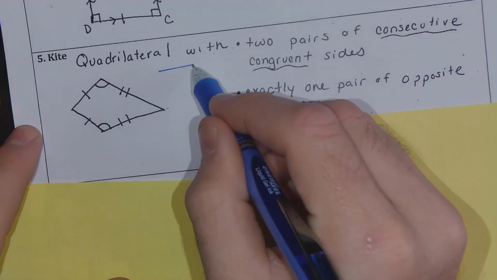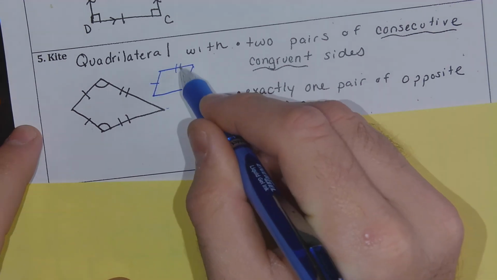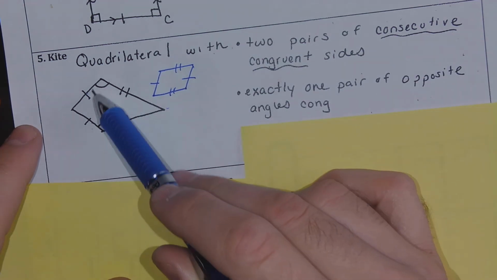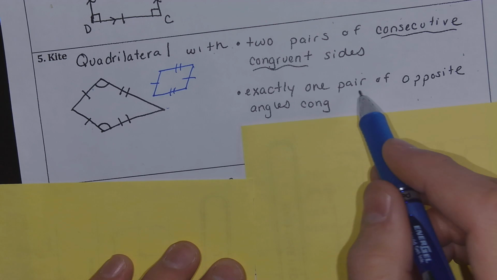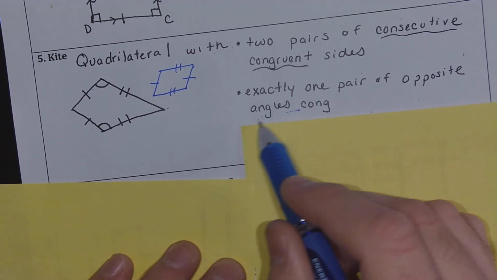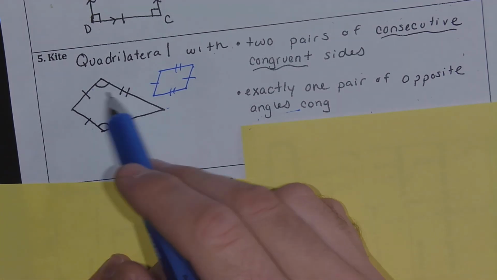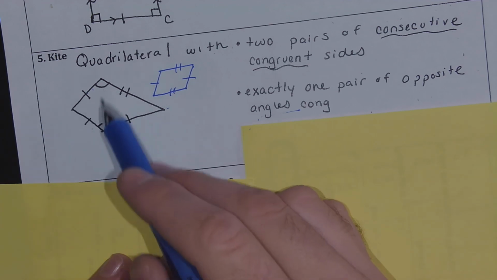So just to contrast this, that's a parallelogram. As you can see, the tick marks that match are opposite each other. The kite has them right next to or adjacent to each other. There's also exactly one pair of opposite angles congruent. These two right here that are in between the two sides that are different, those two angles are actually congruent. Not these two over here, but these two are.